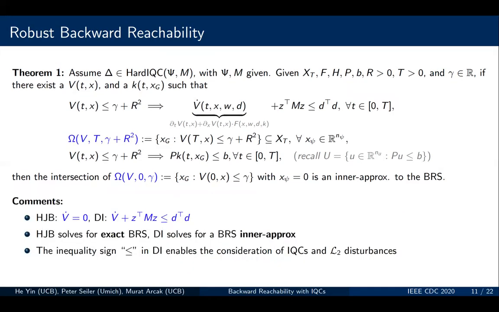Here we want to compare our method with the HJB method. In the HJB method, we solve for a value function V such that V dot equals 0. So the computed backward reachable set is exact. But in our dissipation inequality framework, we search for a candidate of V that satisfies the dissipation inequality. Our framework has the merit of modularity. The inequality sign enables the considerations of IQCs and L2 disturbances.